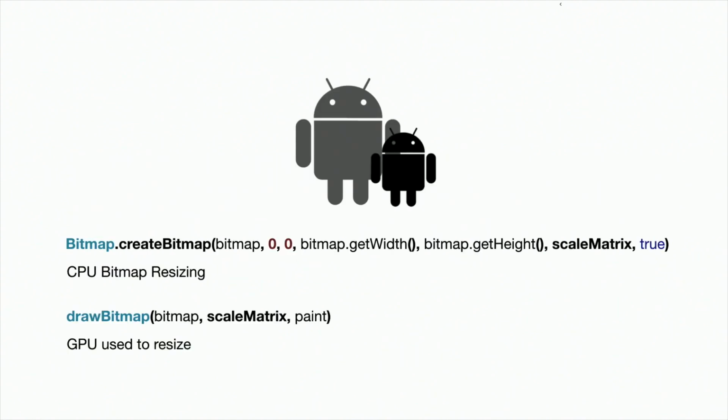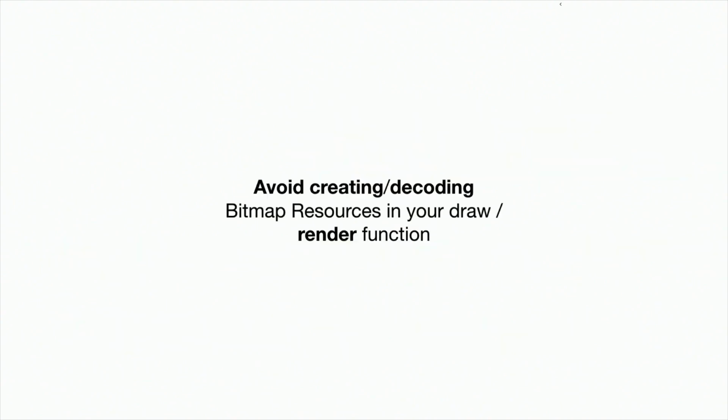Talking about scaling, if your app has hardware acceleration, if you're using hardware acceleration in your views, you should use canvas draw bitmap and supply the scale matrix to it, because it's GPU accelerated. But if you're using Bitmap.createBitmap and passing in the scale matrix to it, you're basically using a CPU-based resizing operation. So keep that in mind if you want to allow for hardware acceleration.